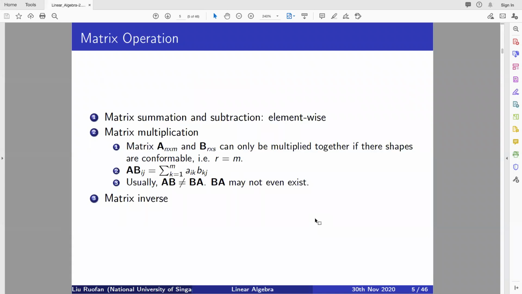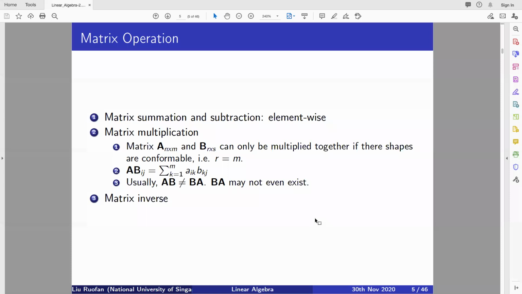So here are some basic matrix operations. For matrix summation and subtraction, we do it element-wise, but matrix multiplication is special. It is very different from scalar multiplication. Given two matrices A and B, first we need to check whether their shapes are conformable. That is, the number of columns for A is equal to the number of rows for B. Only if they are the same, we can multiply A and B together. The ijth entry of the resulting matrix AB is equal to A_ik times B_kj, summing over all k. Usually, AB is not equal to BA, and BA may not even exist. Only if A and B are square matrices, then BA exists.